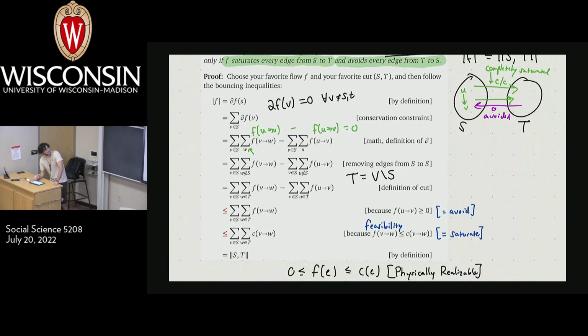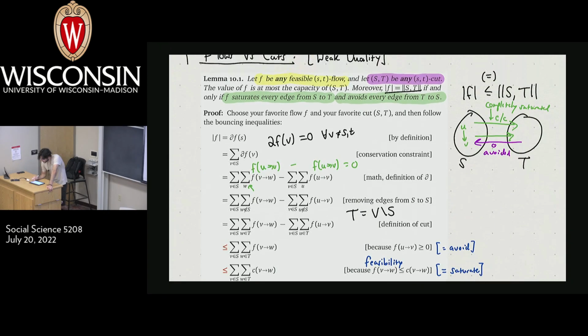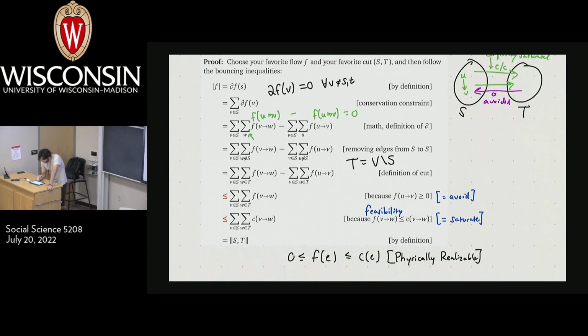Okay, so the main steps here are we use conservation here to add extra terms, and then we manipulated the extra terms into a form that looked like the capacity of the cut. And then we used feasibility twice to get these last two inequalities. So the last thing is, remember there's the extra condition that says when this is an equality. Well, these are all equalities, so we only have to look at the two less than or equals.